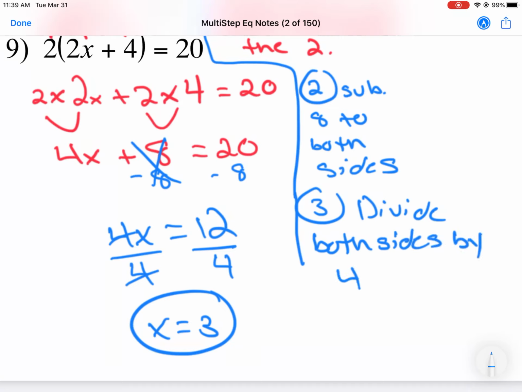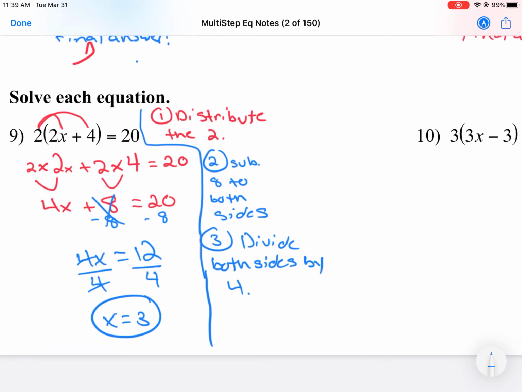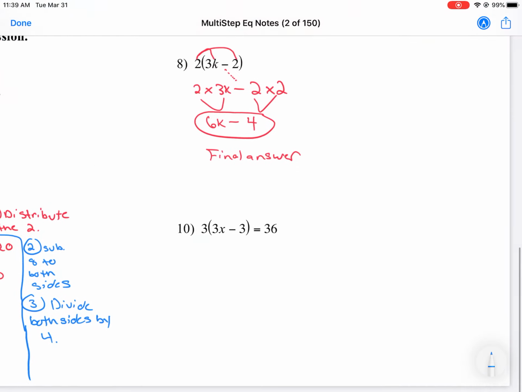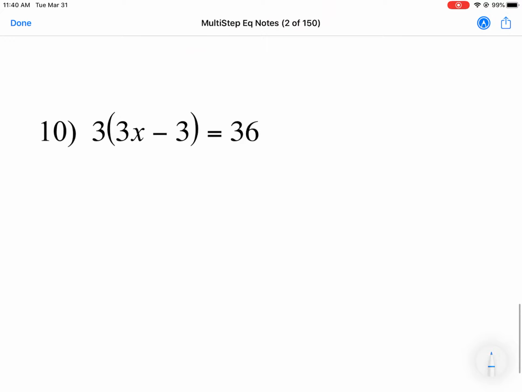both sides by 4. So really, all this is just an extra step we're adding now. So that's why it's multi-step equations, because it's more than 2 steps. Sound good? So those are our 3 steps we did there. And those 3 steps are pretty much going to be the exact same for number 10 again.